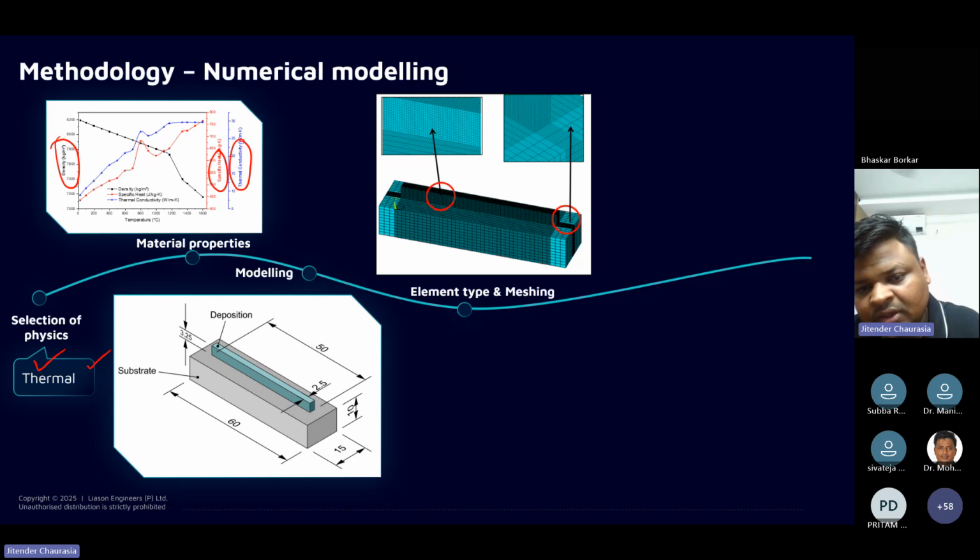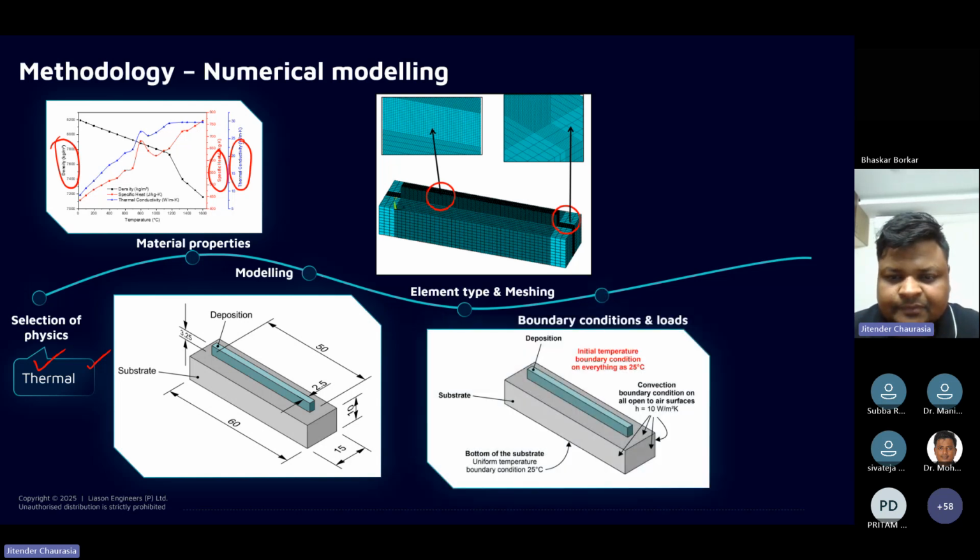I chose the right type of element. Again, I don't want to go much into that. Usually it should be a thermal model because obviously we are doing thermal modeling, then meshing, and then you have to define boundary conditions. For example, initial temperature is 25 degrees. You have convection at 10, which means it's still air. And then you have uniform temperature at the bottom.